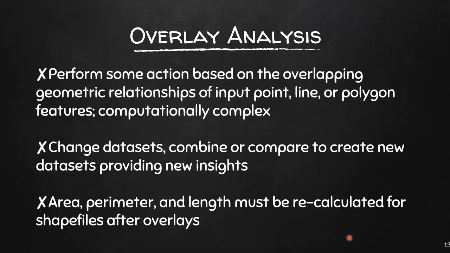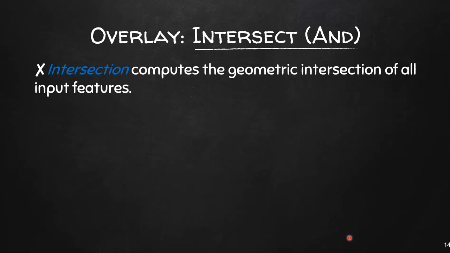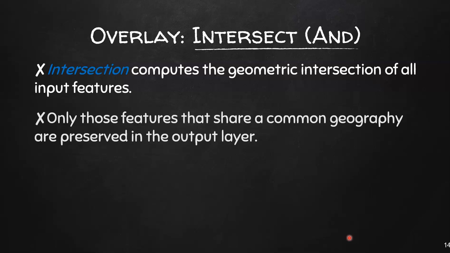So all the attributes of the features taking part in the overlay will be carried through. So they will be added to this new attribute table of this layer. So here we're going to do an overlay and intersect. In terms of Boolean operations, it's an AND operation. So intersection computes the geometric intersection of all input features.